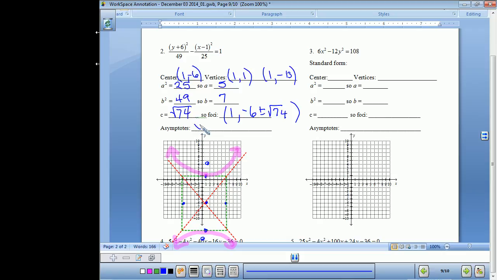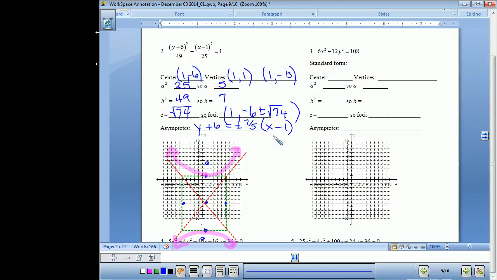And then the asymptote is y minus the y value, which makes a positive 6, rise over run, 7/5, plus or minus 7/5, times x minus the x value. And there's our asymptotes. Okay, that's all you have to do on this sheet. We're going to finish this sheet with warm-ups over the next couple of days. The next sheet, it's a big sheet, but it doesn't have that many problems.